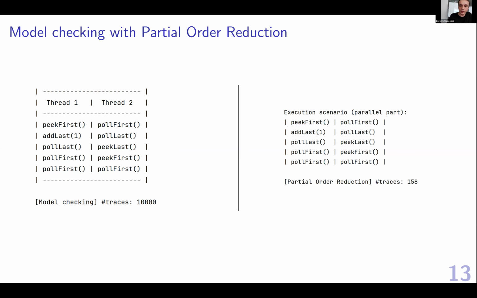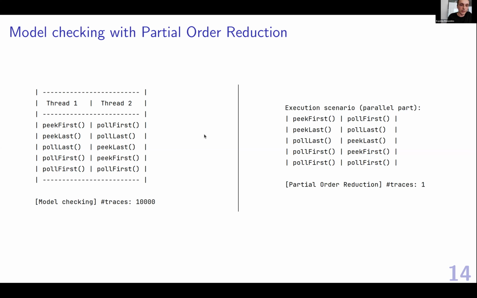And if we go even further and consider a scenario where there are no insertions at all, the simple model checking algorithm still discovers 10,000 different traces. Like, 10,000 is not a total number, it's just a bound that we set.